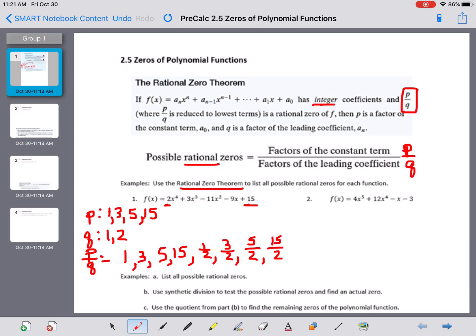And to be honest, I've listed half of them right now. This is the reason: every time we have a factor, we have to think of, well, what if it was positive or what if it was negative? So that means that I could have a plus or minus 1, a plus or minus 3, a plus or minus 5, a plus or minus 15, plus or minus 1/2, plus or minus 3/2, plus or minus 5/2, or a plus or minus 15/2.